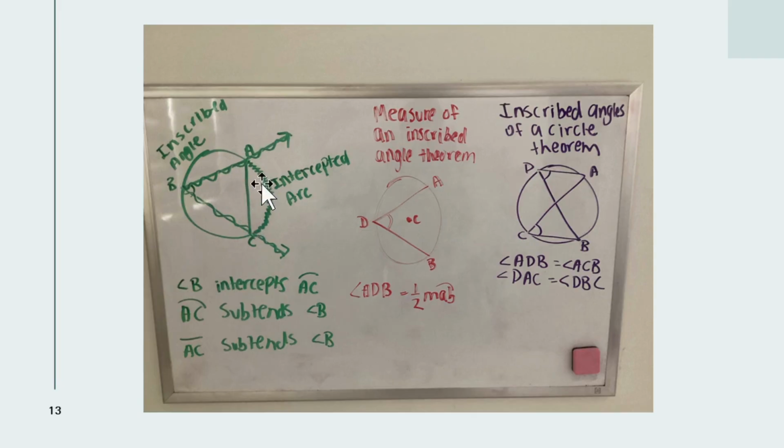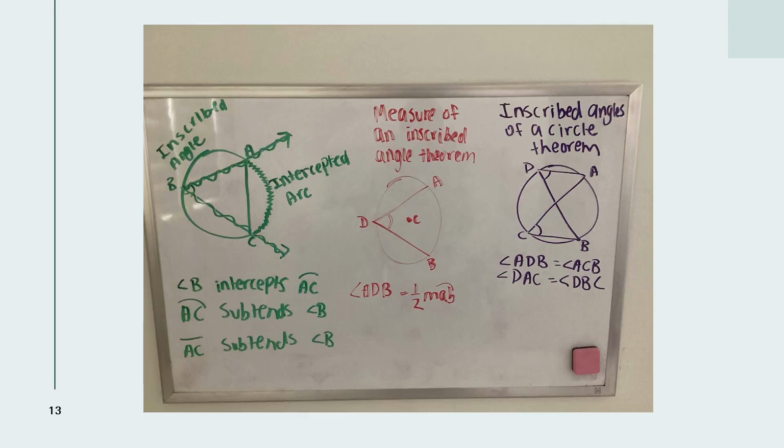AC subtends angle B. So basically, subtends means to take up the opposite side of the angle. So AC subtends angle B. Okay?